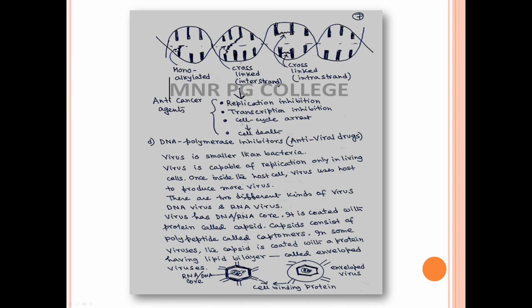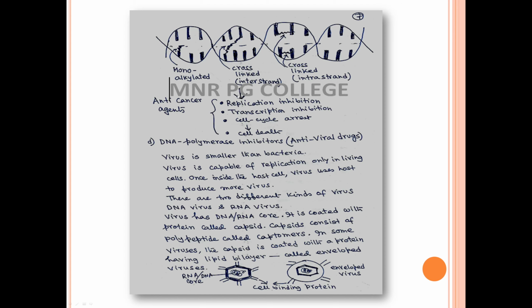Because of all these things, what happens now? The DNA has become totally deformed, so replication is not possible and transcription is not possible. If these things do not happen, cell death will happen, because the cell cycle will remain incomplete. So with these DNA alkylators, I have completed.